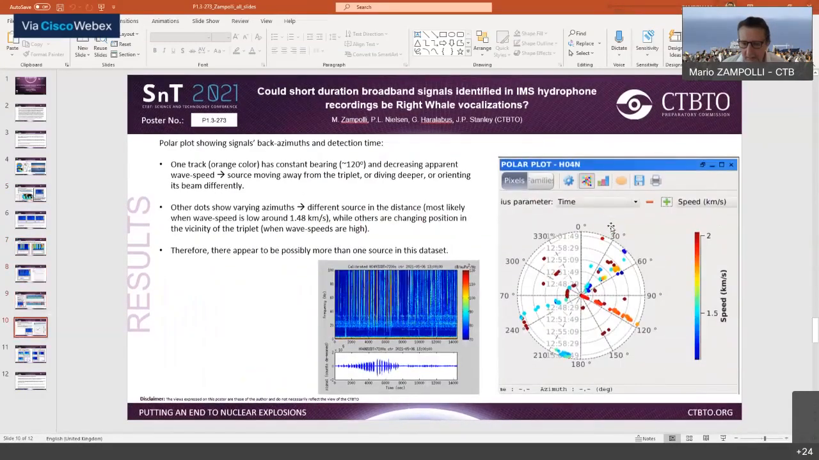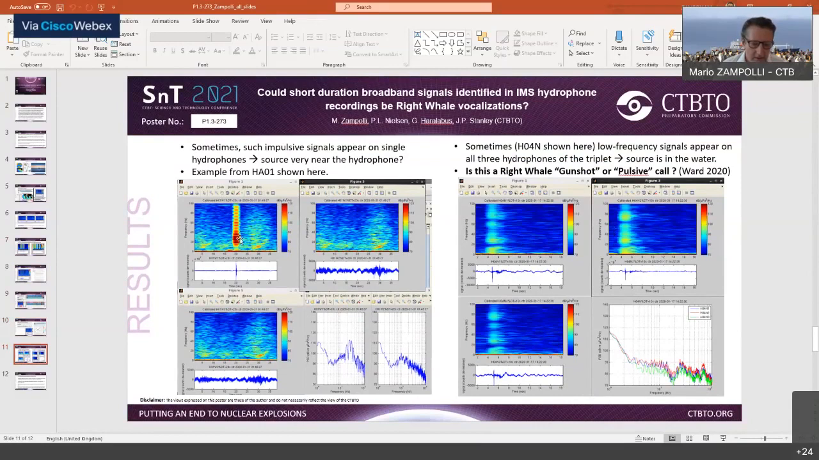There are other signals which are also of interest, which we see here, one from H01 and one from H04, which we are not sure about. In this case it seems to be something near the hydrophone; in this case, clearly in the water and propagating enough to reach all 3 hydrophones in the triplet, and it seems a bit similar to the low frequency end of a right whale pulsive call. What's important to note is that right whales especially have very broadband sounds, and we are always looking only at a lower frequency limit, limited by our 250 hertz.